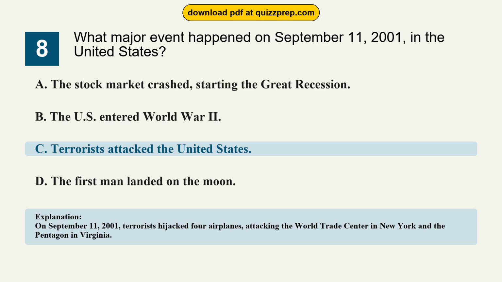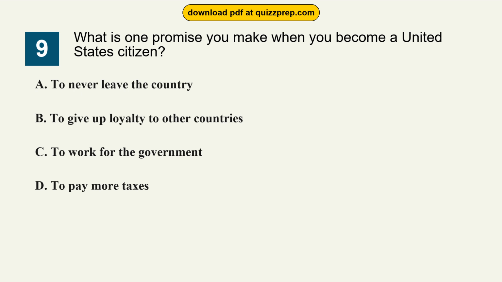Question 9. What is one promise you make when you become a United States citizen? Option A. To never leave the country. Option B. To give up loyalty to other countries. Option C. To work for the government. Option D. To pay more taxes. The correct answer is option B. To give up loyalty to other countries.